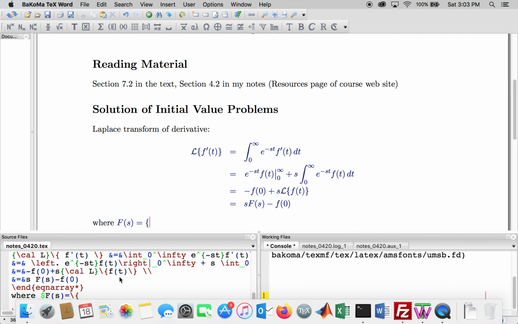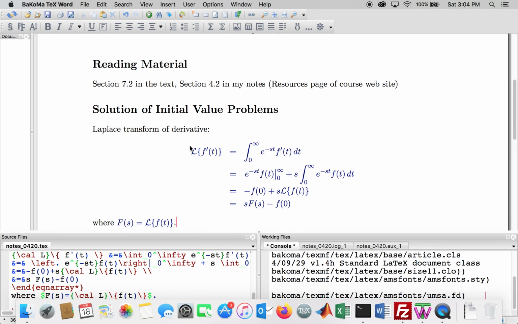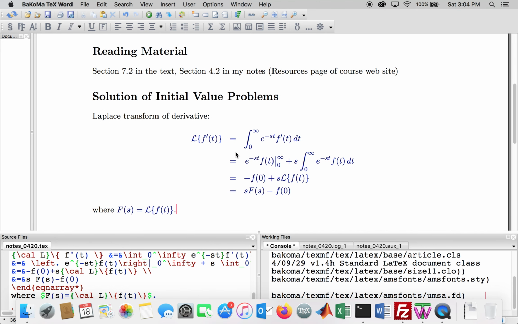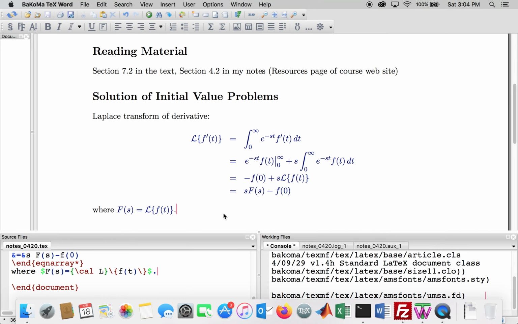where F of s is the Laplace transform of f of t. So this is how the Laplace transform of a derivative can easily be expressed in terms of the Laplace transform of the original function. You multiply by s and subtract off f of 0. So this is very convenient for initial value problems.